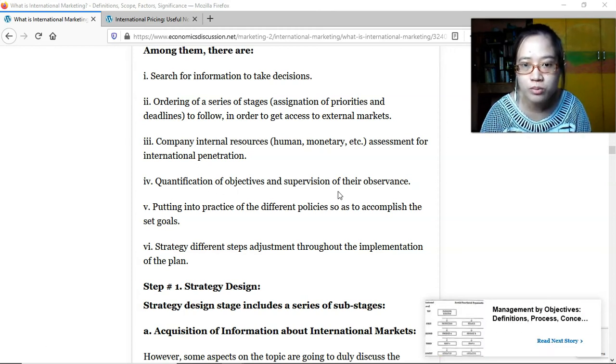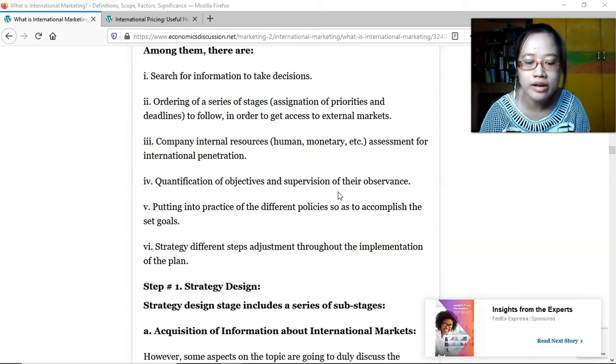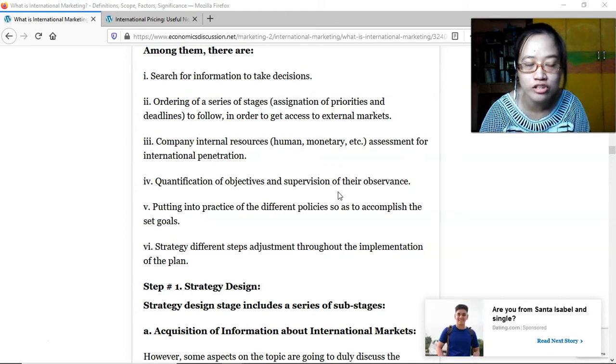Quantification of objectives and supervision of their observance. You have to have measurable goals. How much profit do you expect to have during the first year or the second year, or how many resources do you expect to spend during the first year, second year, and projection in the next 5 years. Essentially, you have your feasibility study.